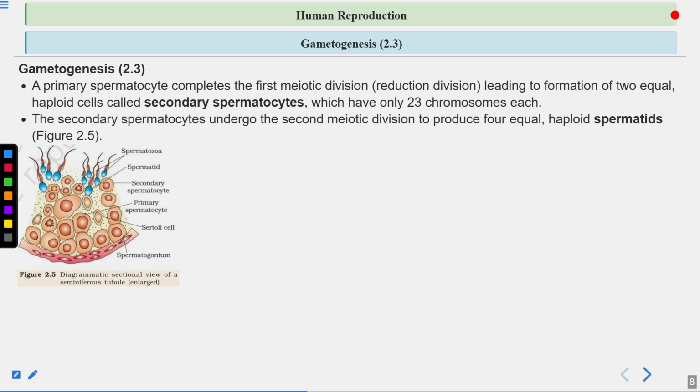So now again you can see this is a diagrammatic section view of the seminiferous tubule. From spermatogonia, primary spermatocyte is formed, which will be diploid. Now meiosis will occur in this single primary spermatocyte to form two secondary spermatocytes. Secondary spermatocytes will be haploid. Then meiosis 2 will occur in the secondary spermatocytes to form 4 spermatids, which will be haploid. Then spermatid will transform into spermatozoa. So this is the sperm formation. This is what spermatogenesis is.